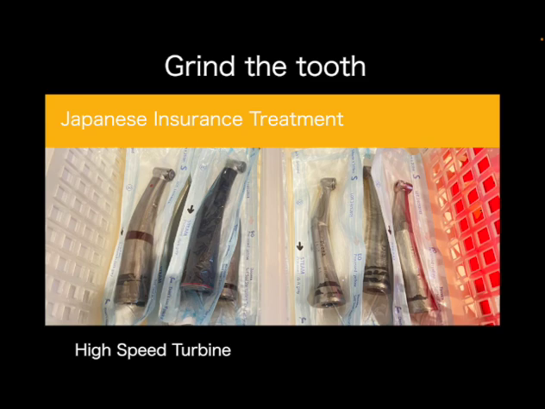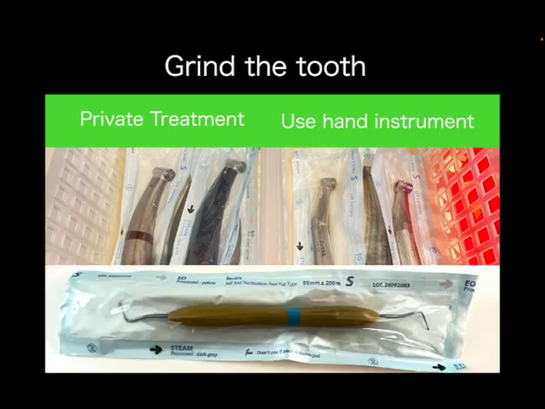We have a limited time within the Japanese insurance treatment, so we use a high-speed turbine to grind the tooth. It may be difficult to tell if the ground area is hard or soft by the high-speed turbine. Usually, we differentiate them by color. So, we tend to grind a tooth more than necessary for the insurance treatment. This treatment is recommended for shallow decay.